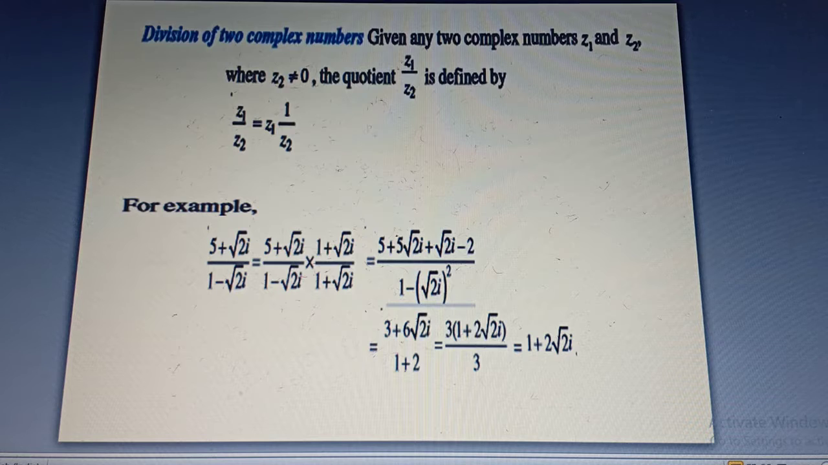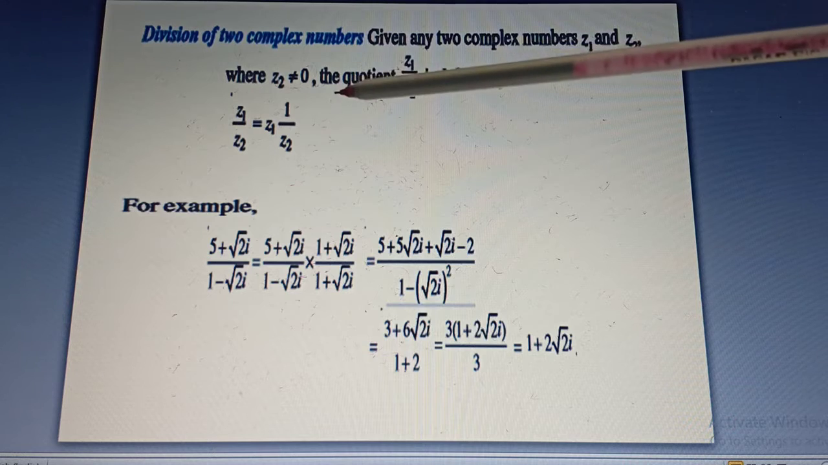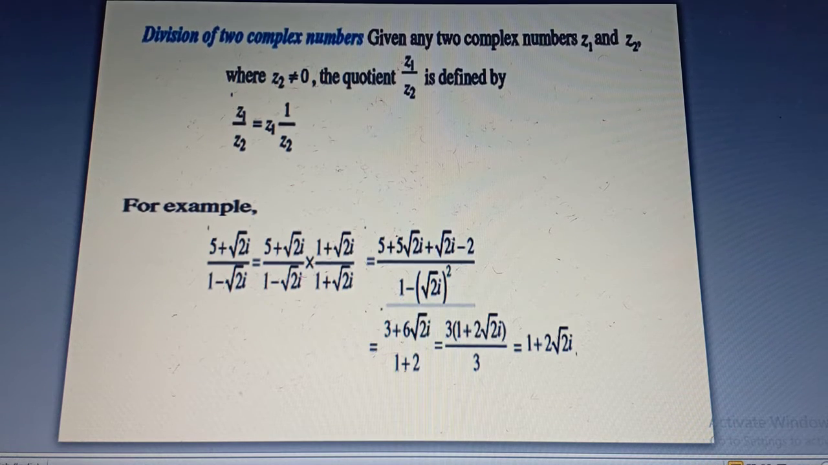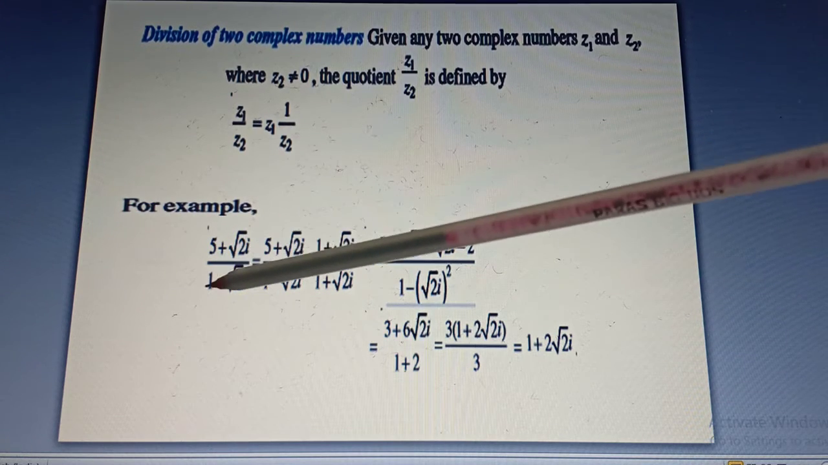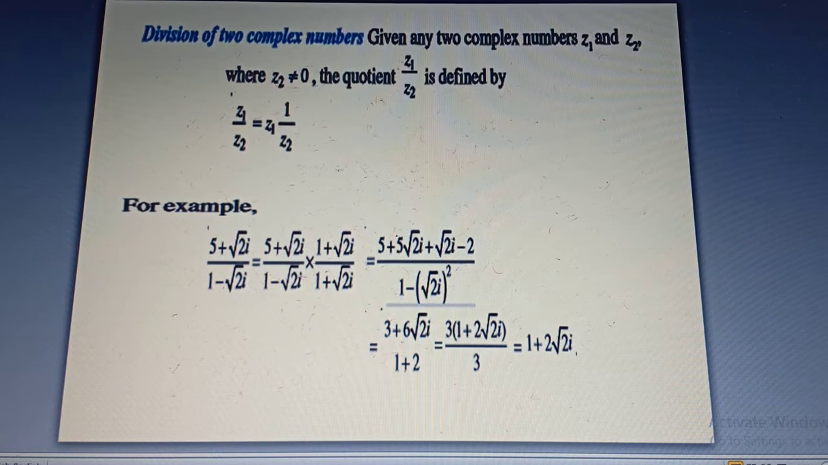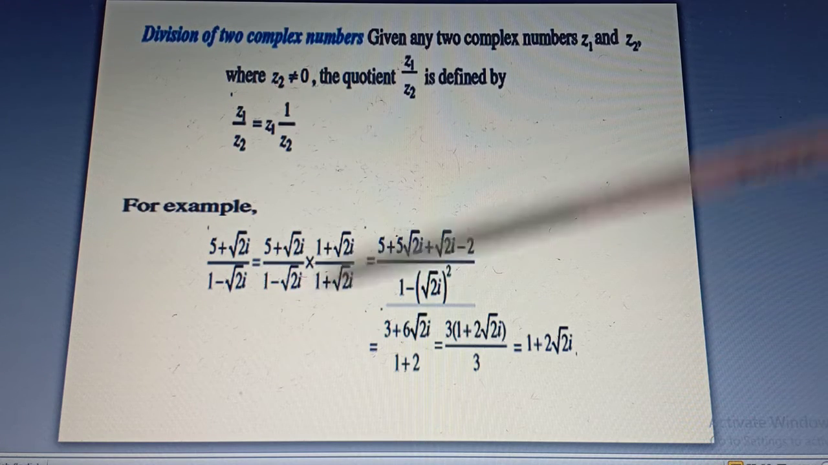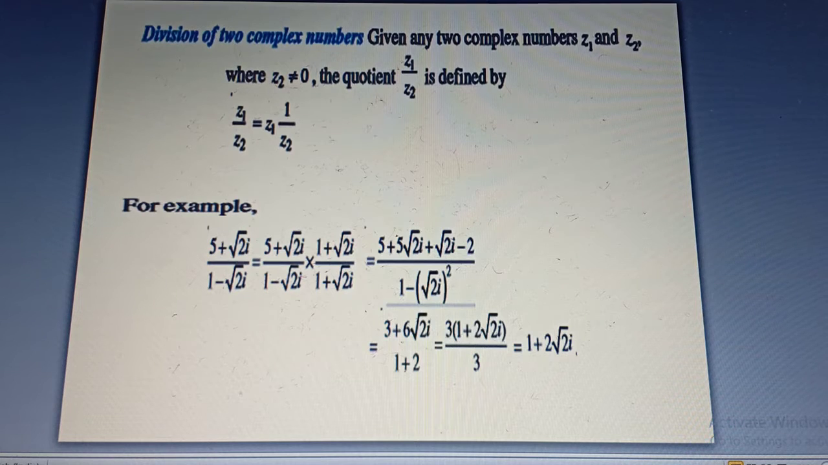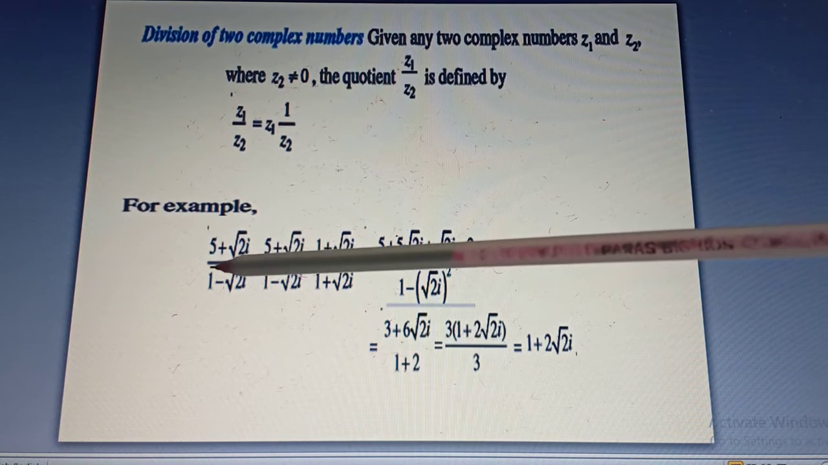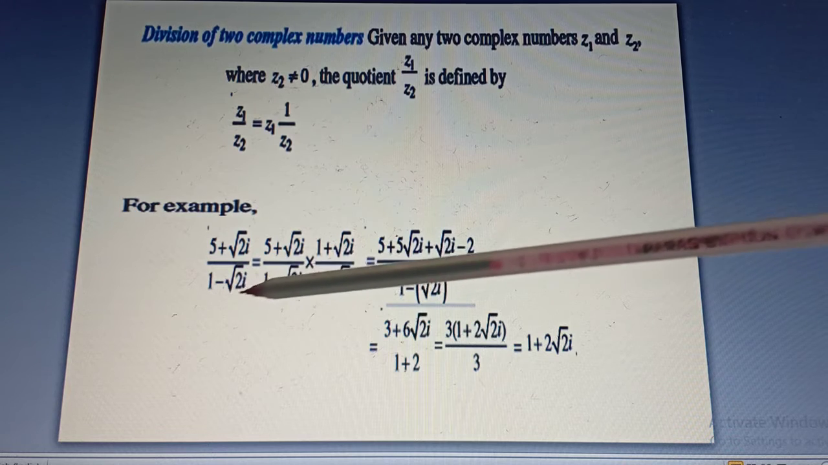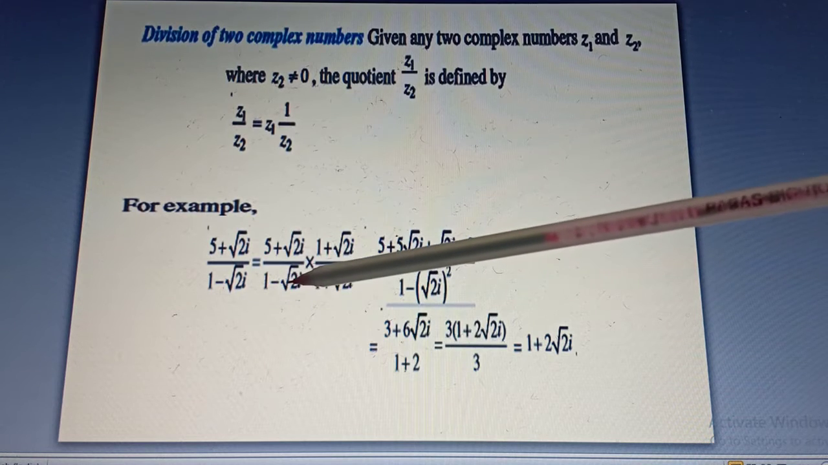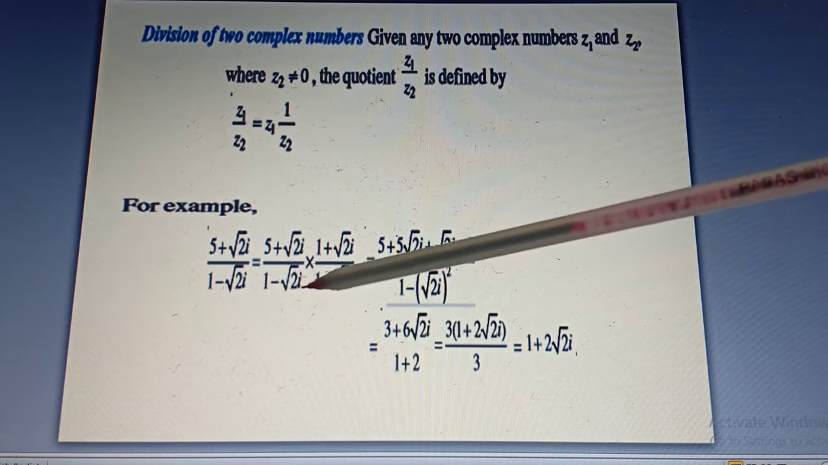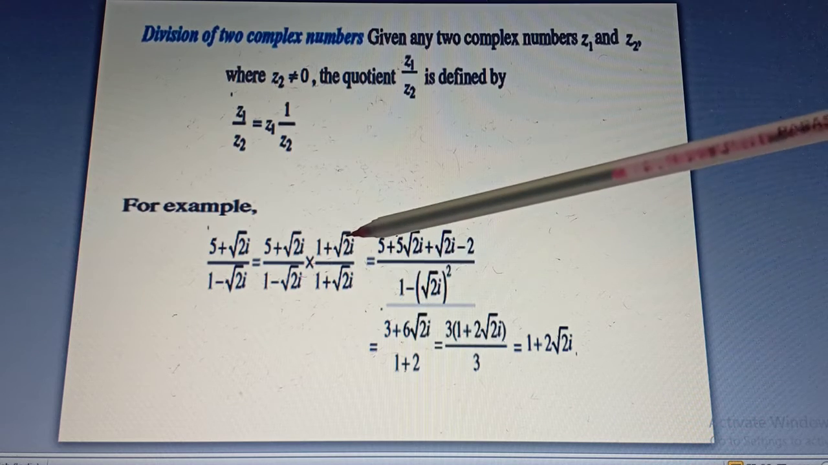So students, there is division of complex numbers also. We can divide complex numbers like this. When you divide complex numbers, we have to rationalize the denominator. Suppose here 5 plus root 2i divided by 1 minus root 2i. So how can we divide it? First we have to rationalize the denominator so that we can eliminate the imaginary part. How can we eliminate the imaginary part? See here, a minus b, we multiply with a plus b. So 1 minus root 2i, we are multiplying this by 1 plus root 2i in both numerator and denominator.